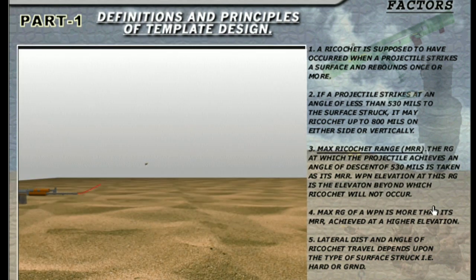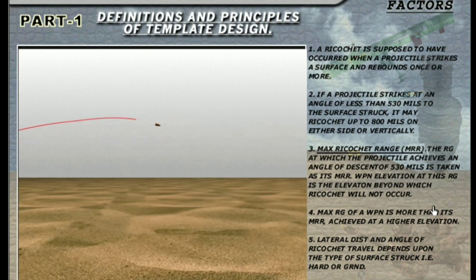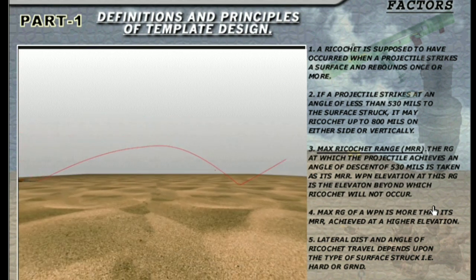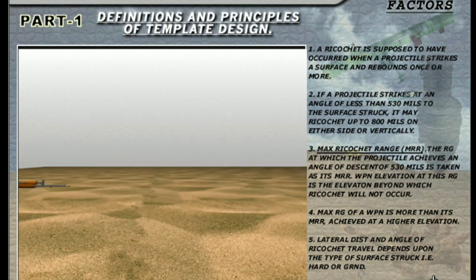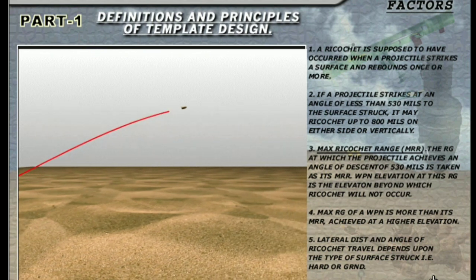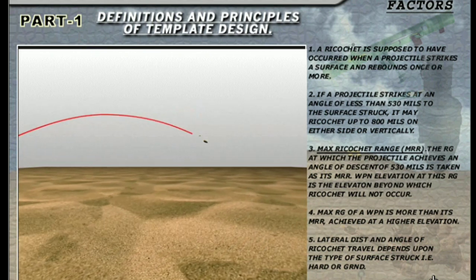Maximum ricochet range or MRR: the range at which the projectile achieves an angle of descent of 530 mils is taken as its MRR. Weapon elevation at this range is the elevation beyond which ricochet will not occur. Maximum range of a weapon is more than its MRR, achieved at a higher elevation.